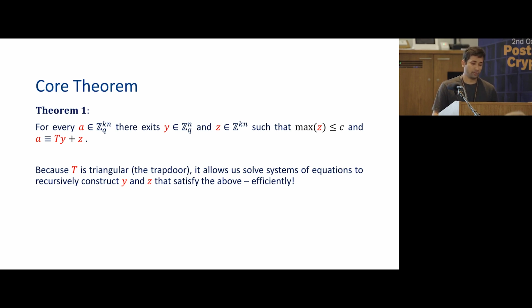Now, the core theorem in our submission is stated as theorem 1. For every A element of Z_Q^{K×N}, there exists Y and Z such that the entries of Z are bounded by C in absolute value, and A is congruent to TY plus Z. Because T is triangular, it allows us to solve systems of equations to recursively construct Y and Z that satisfy the above, and this is done efficiently.